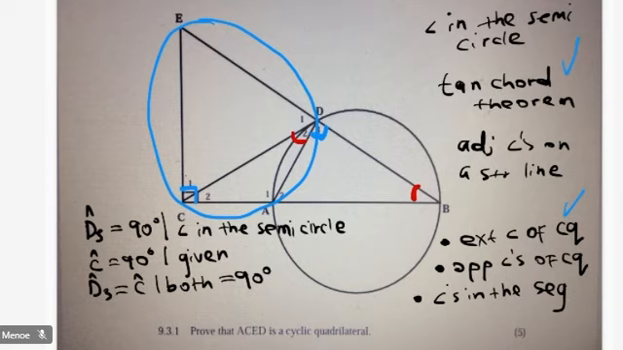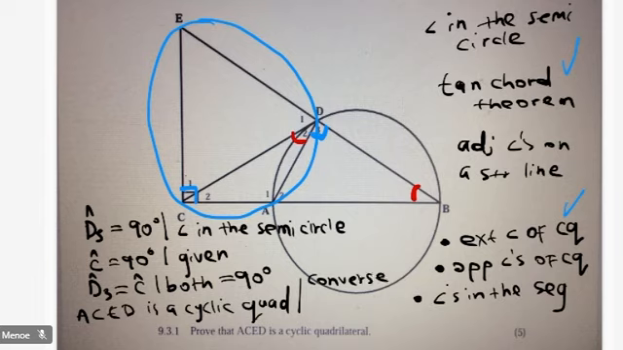And lastly, we are going to tell them that ACED is a cyclic quad because of what? The converse external angle of a cyclic quad. So you see, you are done. 5 marks in the pocket. I don't know how they make it, but 5 marks is already guaranteed.